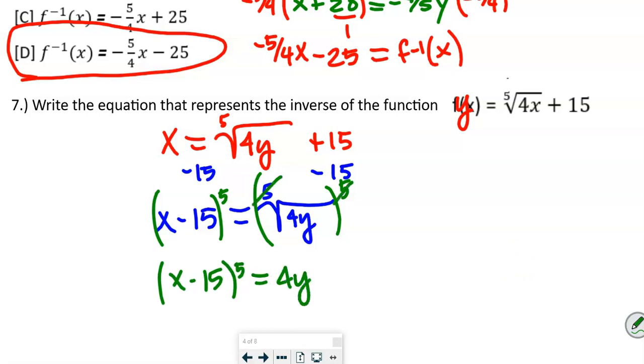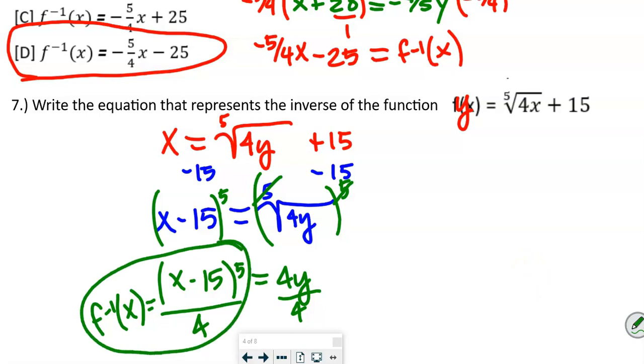Because remember, these two things cancel each other out, right? So then we're going to divide by the 4 to get our final answer. So that's what our inverse function is right there. It's equal to x minus 15 to the 5th power divided by 4. Okay? That's our answer right there.